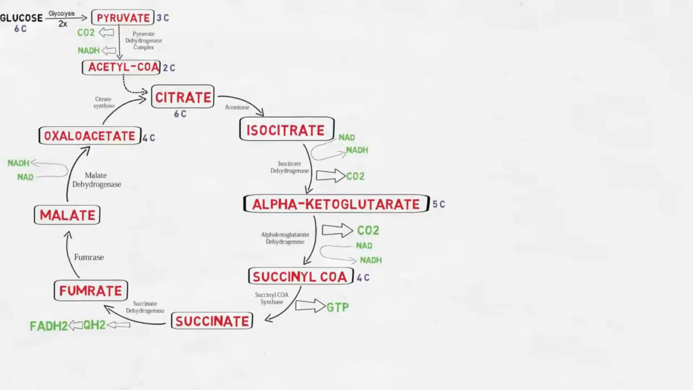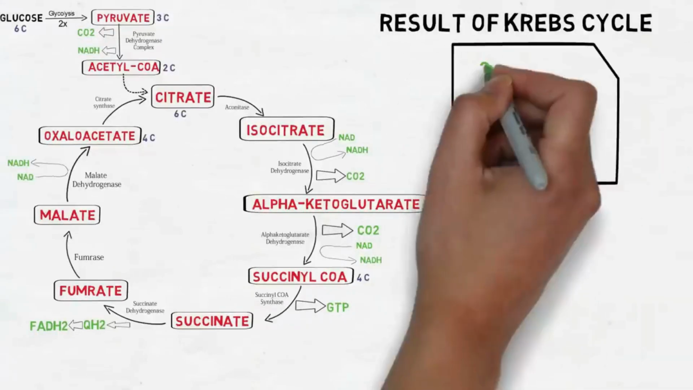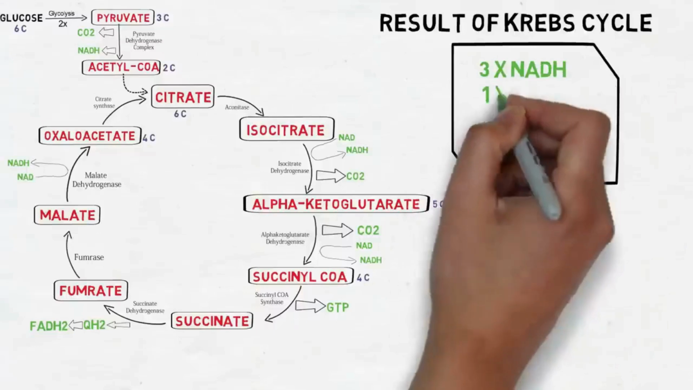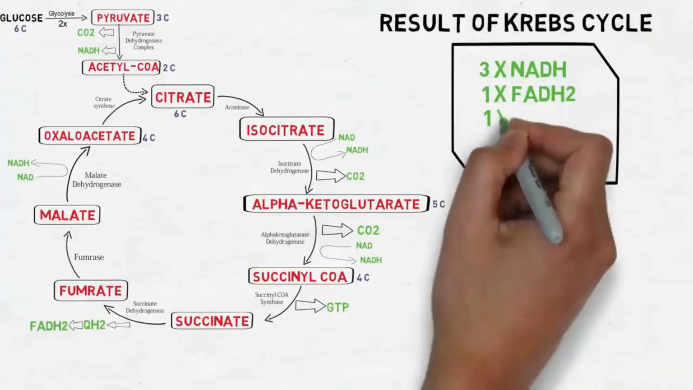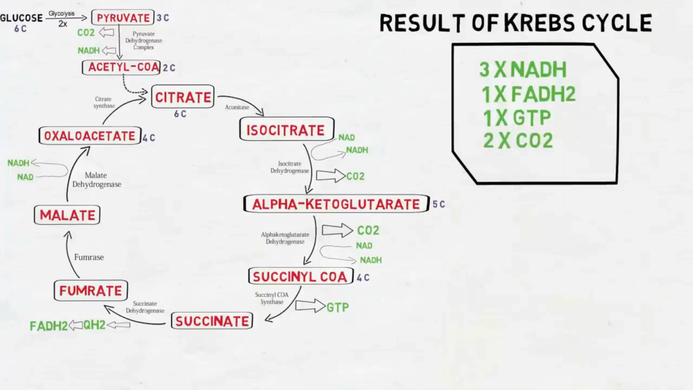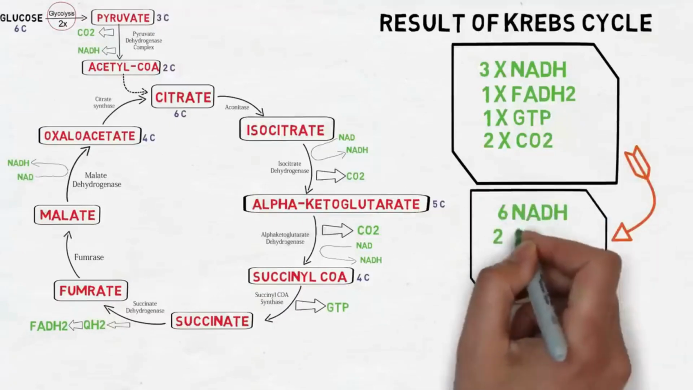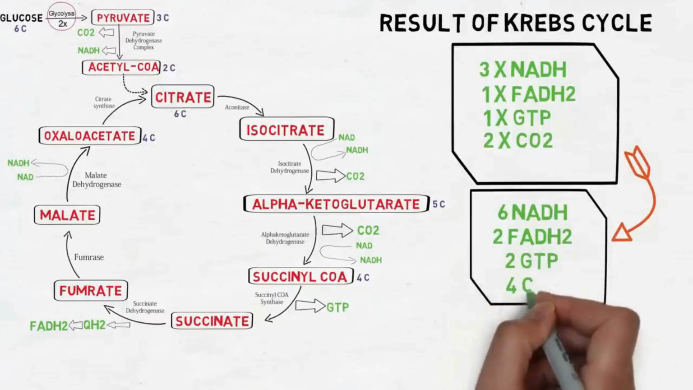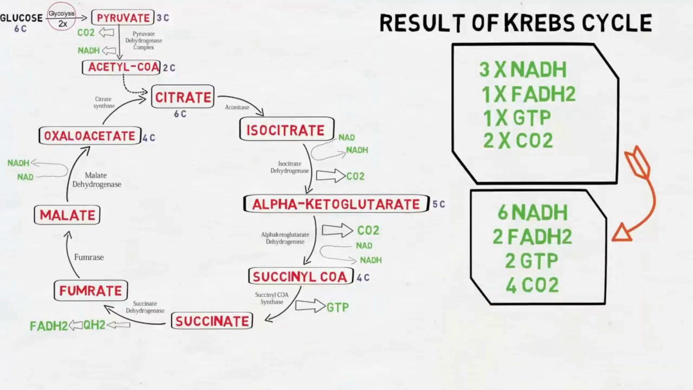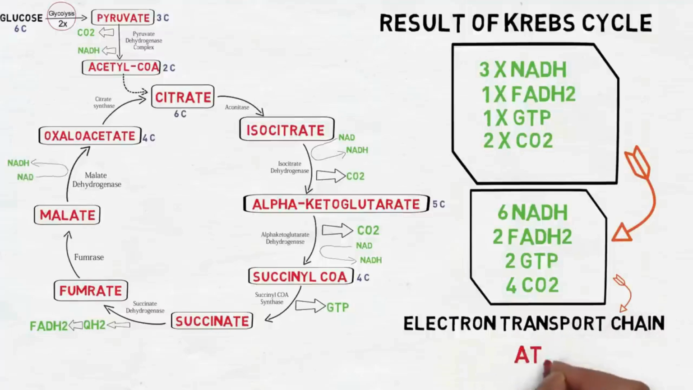Now let's look at the results of the Kreb cycle. Through each cycle of the Kreb cycle, following products are generated: 3 molecules of NADH, 1 molecule of FADH2, 1 molecule of GTP, and 2 molecules of carbon dioxide. Now since glucose is split into 2 pyruvate compounds, for each molecule of glucose, this cycle runs twice. Hence the products formed are 6 NADH, 2 FADH2, 2 GTP, and 4 carbon dioxide. All the NADH and FADH2 are next fed to the electron transport chain for the generation of ATP.